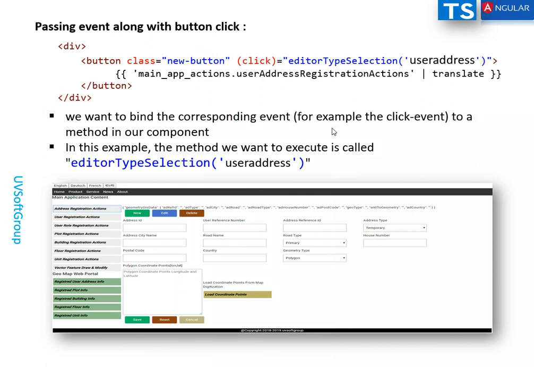So you want to bind the corresponding event on click, and then the example is that you pass the user address as an event, passing attributes. So, the example.